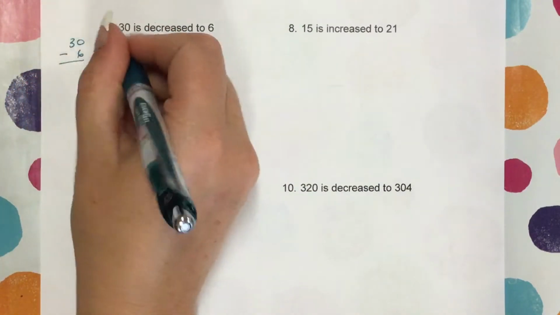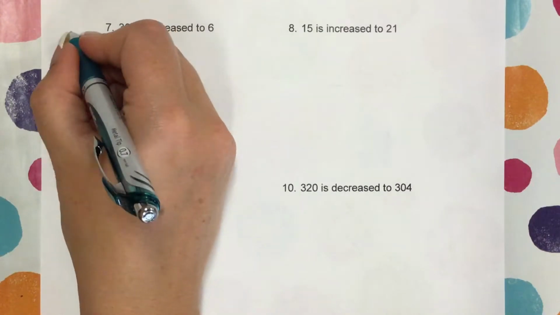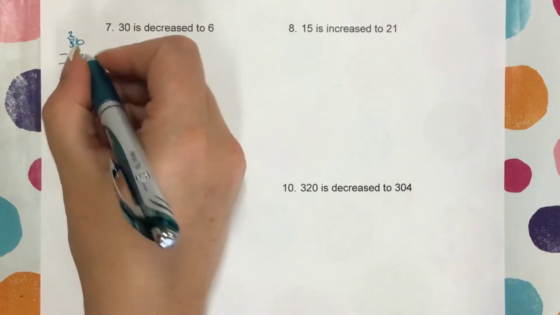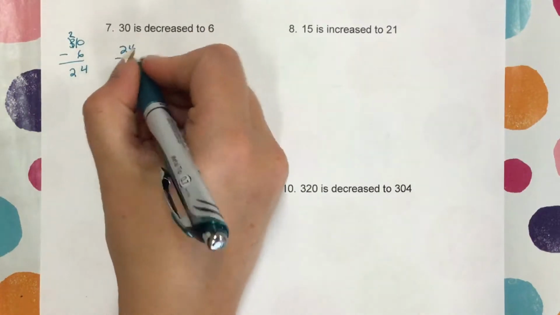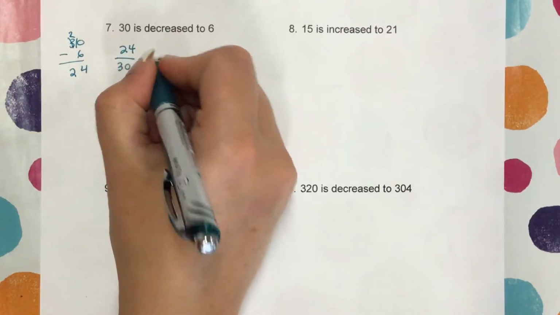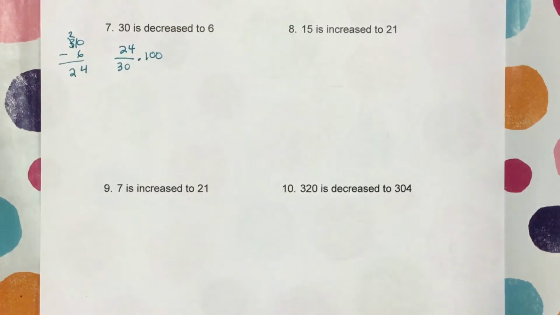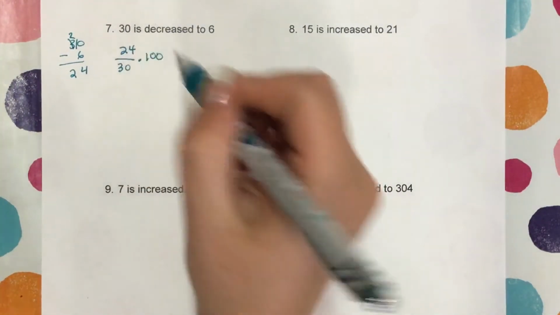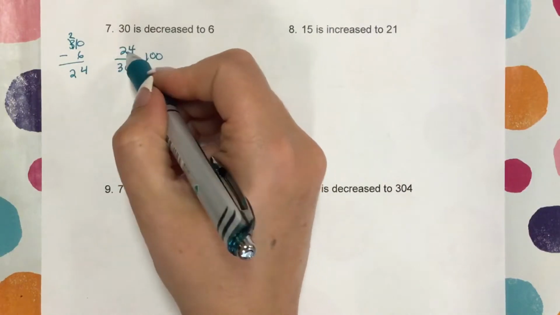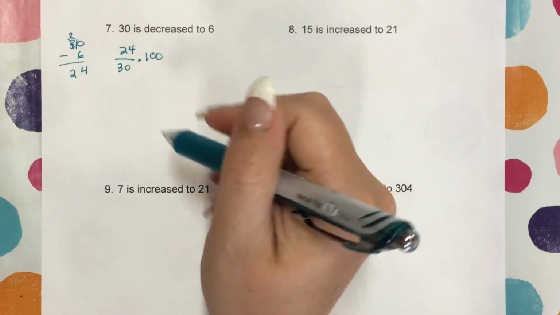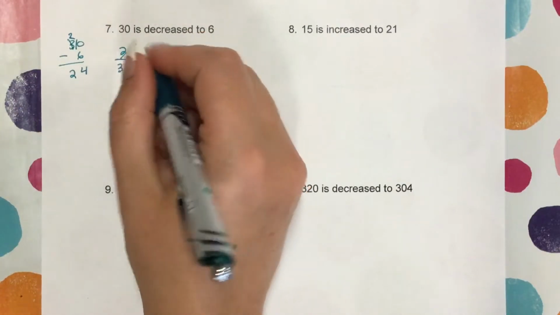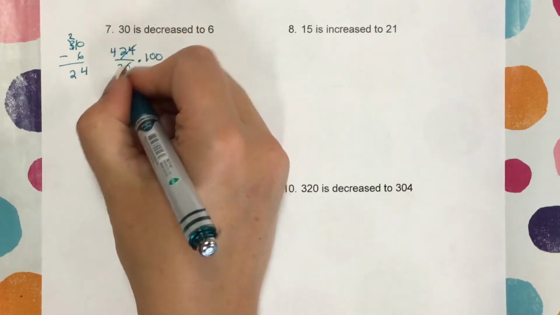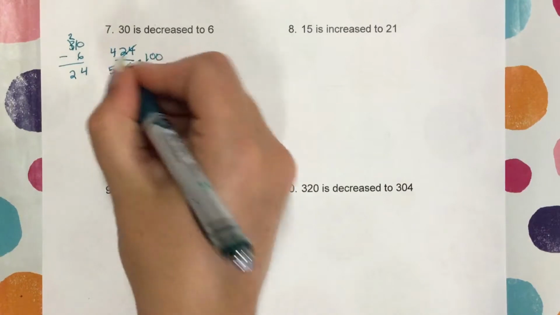30 take away 6. I'm going to have to borrow. 10 take away 6 is 4. I drop down the 2. So the amount of change is 24 over the original amount, which is 30, and then we multiply it by 100. Okay. Let's see. I'm going to reduce this right here. Is there a common factor between 24 and 30? Yes, there is. 6 goes into both. 6 goes into 24 4 times, and 6 goes into 30 5 times.